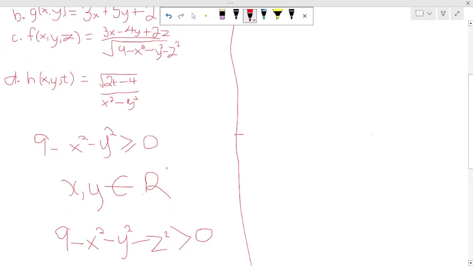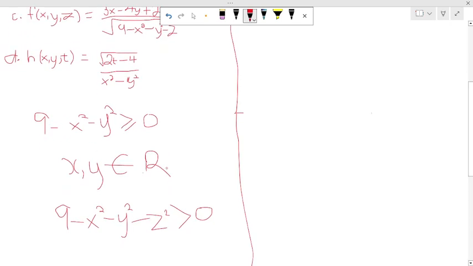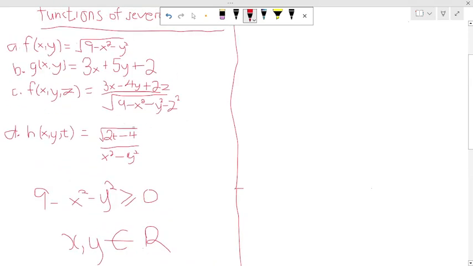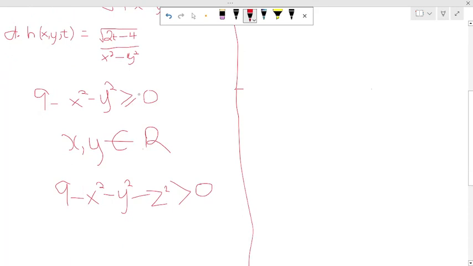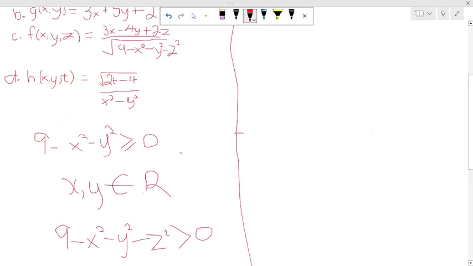This is because of the first condition. With the first condition we are saying that the denominator shouldn't be equal to 0. So that means that that's going to get rid of the equal to sign, making our expression 9 minus x squared minus y squared minus z squared being greater than 0.